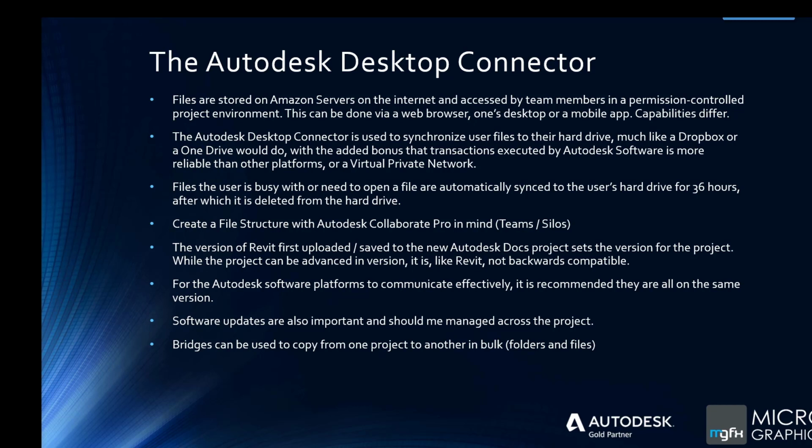And the access can be done via a web browser. That's the typical access to it. Then there is desktop, which happens because of the Desktop Connector, where files are synchronized down onto your computer, or via mobile app. But of course, that's not the Desktop Connector itself, that's just on your phone. And for each one of those platforms, the capabilities differ. And ultimately, the information is still going to be shared onto the cloud.